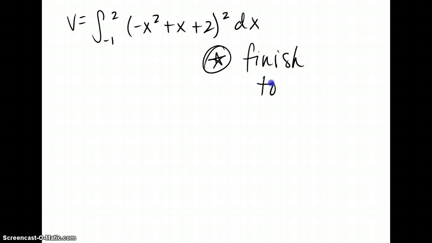We'll finish that in class together, because it's squaring a trinomial.